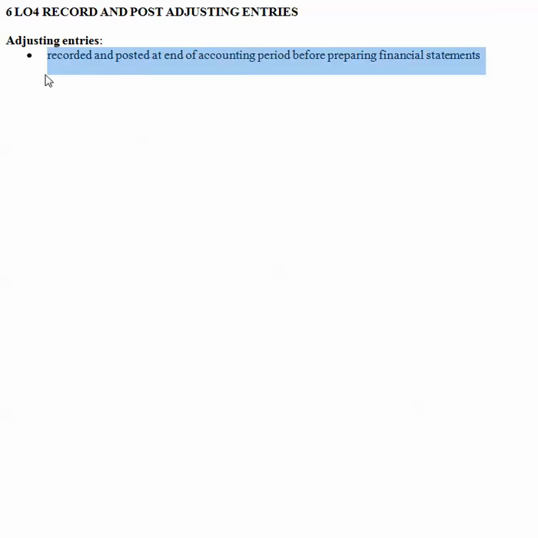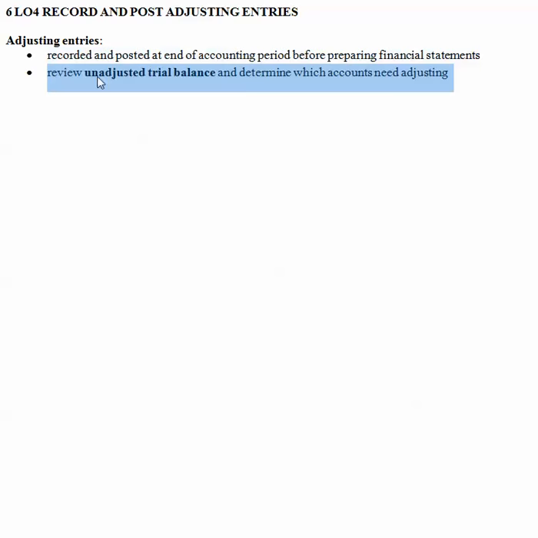At the end of every accounting period, before financial statements can be prepared, adjusting entries need to be made because prior to that you have balances that aren't correct. So you record and post these adjusting entries at the end of the accounting period before the financial statements can be prepared. You'll look at what's called your unadjusted trial balance, which was in a previous slide.